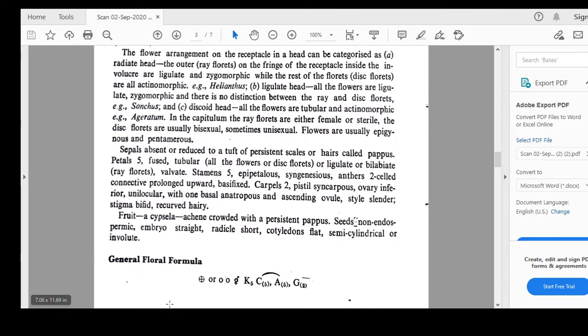Now, the general floral formula: bisexual or unisexual, may be male or female. Calyx 5, free in the form of pappus. We can write pappus here also. Corolla 5, fused. Androecium 5, fused in syngenesious condition and epipetalous. Ovary inferior and bicarpellary.